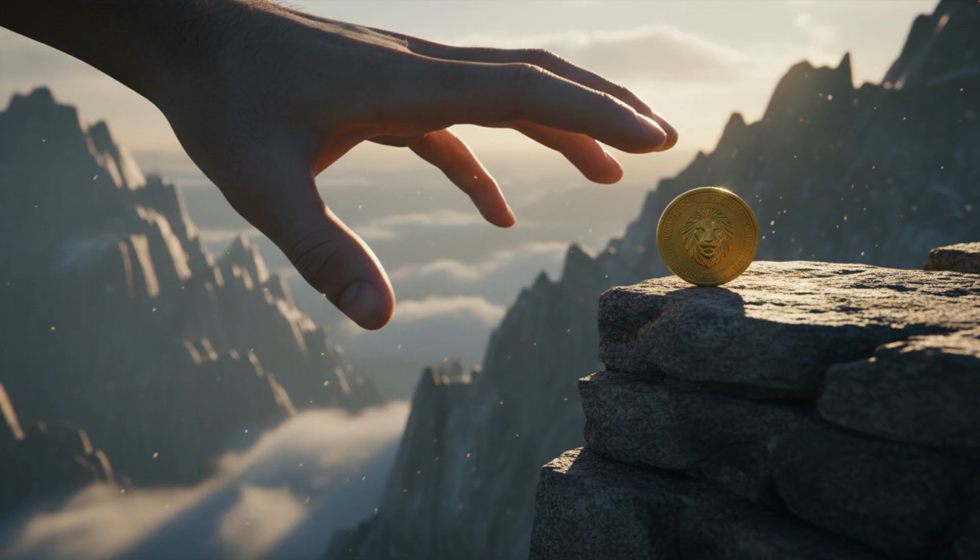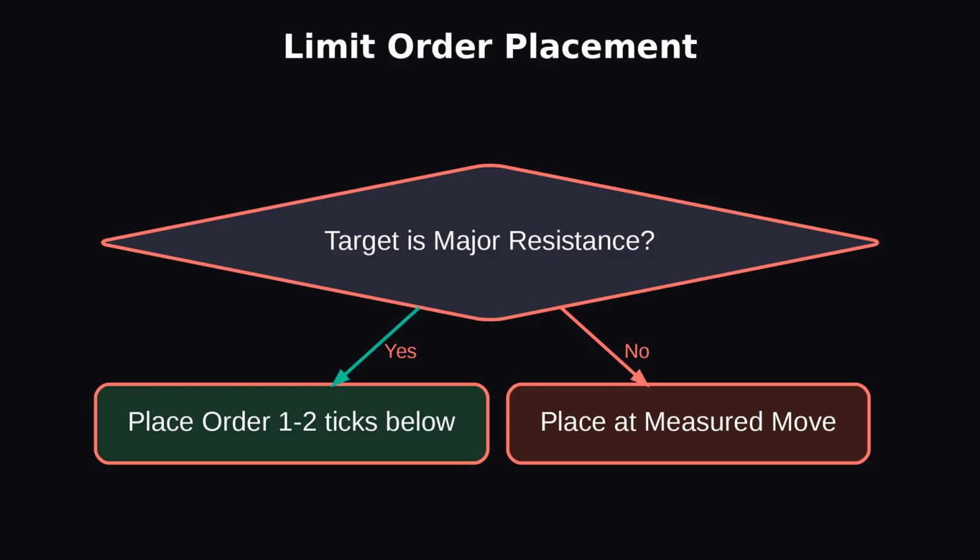Beware of greed targets. If a measured move target is just a few ticks above a major resistance level, don't wait for the measured move. Exit at the resistance. Front-running your targets increases your win rate. If your analysis says the target is 100, place your limit order at 99. Don't let a trade fail because you demanded the last tick.